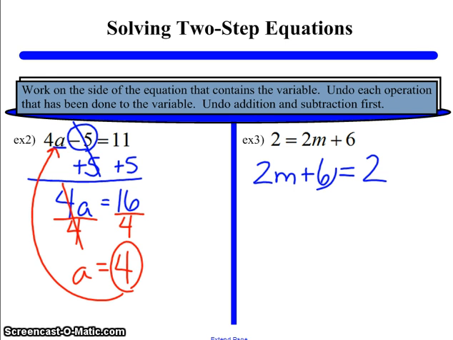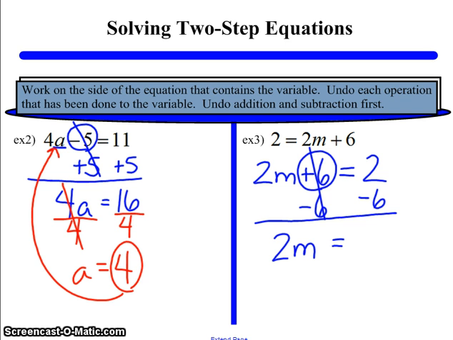Focusing in on our addition and subtraction, in this case we have a plus 6 connected to the variable, so we're going to undo that through subtraction. And we're left with 2m equals negative 4. Second step of the problem solving process, get rid of that times 2. We're going to do that through division. And again, remember your rules for positives and negatives. A negative divided by a positive is a negative, and 4 divided by 2 is 2.